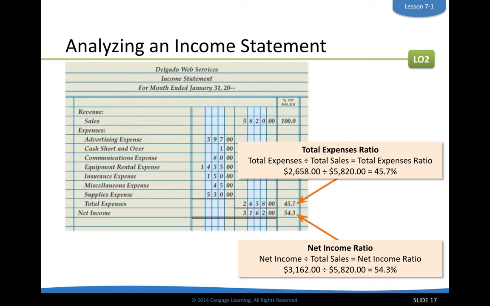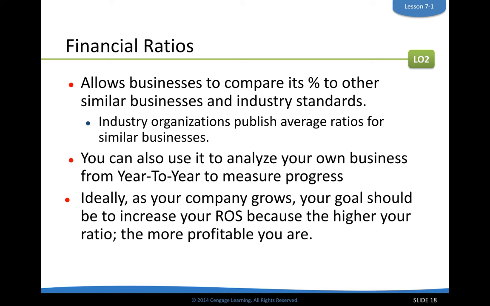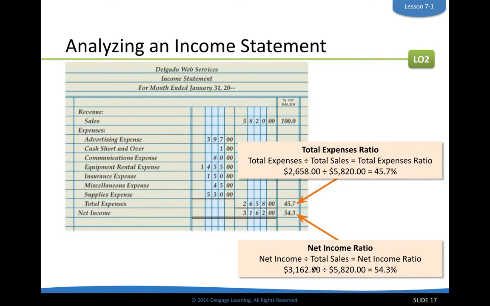So we're going to call it net income ratio. They call it net income ratio, but really it's a return on sales. And return on sales is a really, really important ratio, and I'll explain why in a second. Financial ratios in general allow businesses to compare their percentages. So this is how you would use it. Looking at it alone, you don't necessarily know if it's a good number or a bad number. Essentially, what it tells you is, what is the percentage of your expenses compared to your sales?